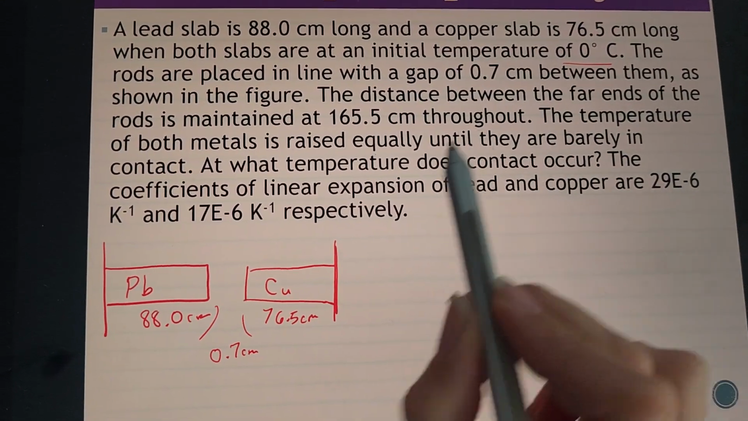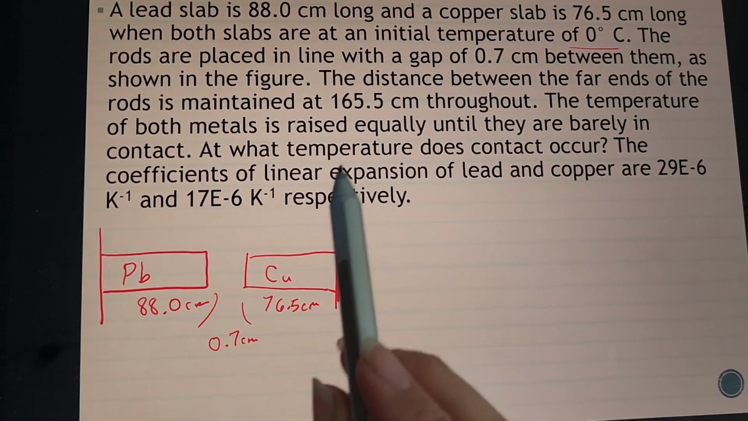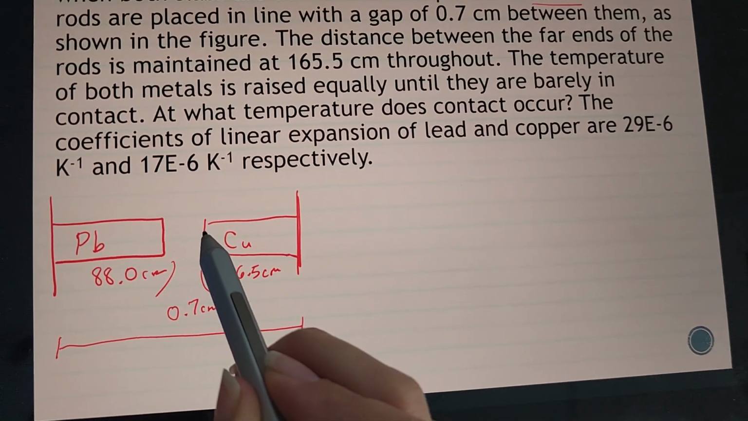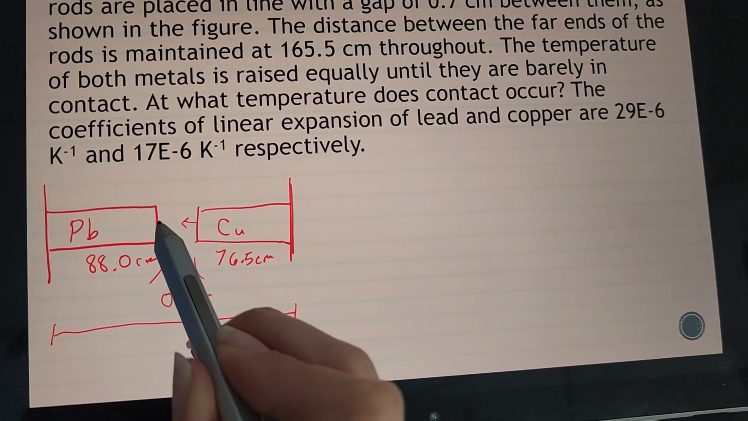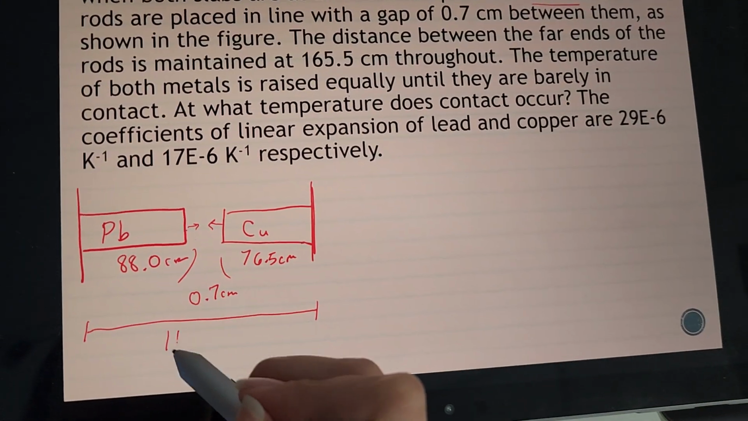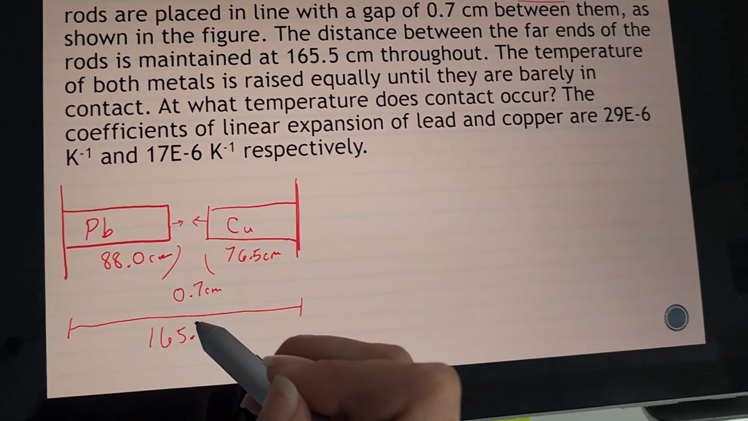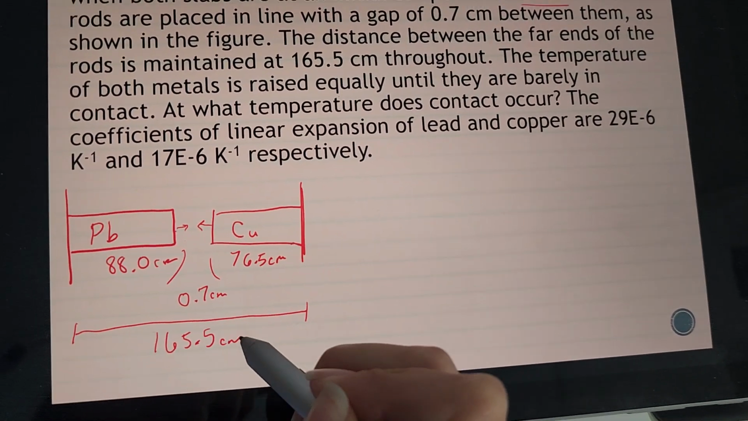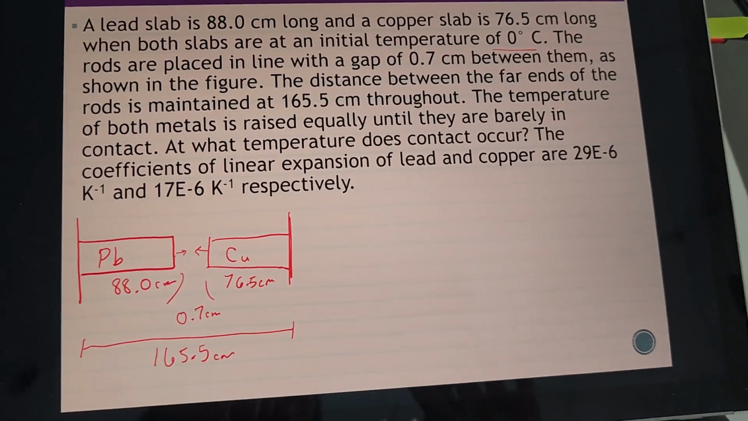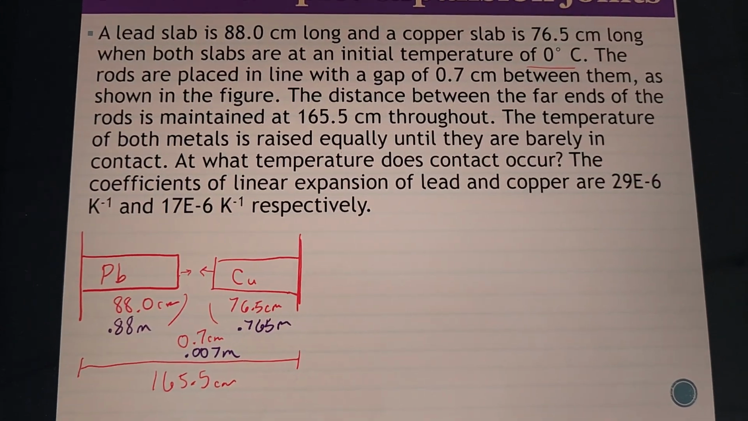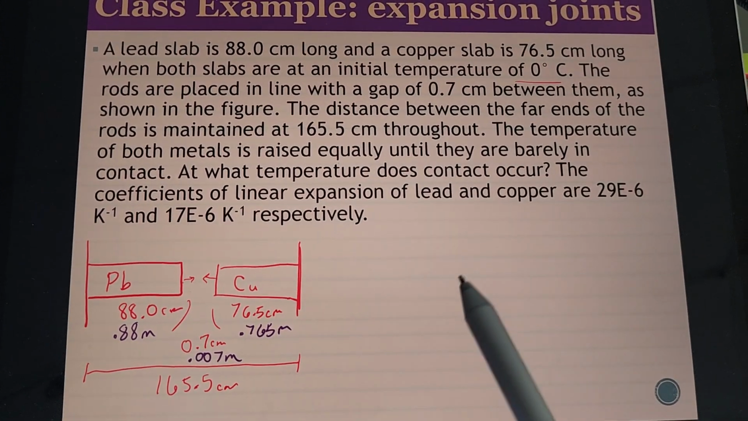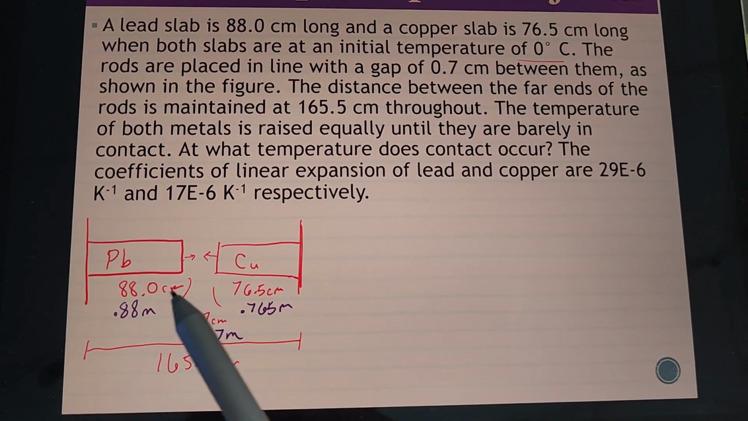And the distance between the far ends is 165.5 centimeters. This is important because this is going to cause the two metals to expand together and close that gap. Now I'm just going to go ahead and convert these to meters because that is an SI unit for length.